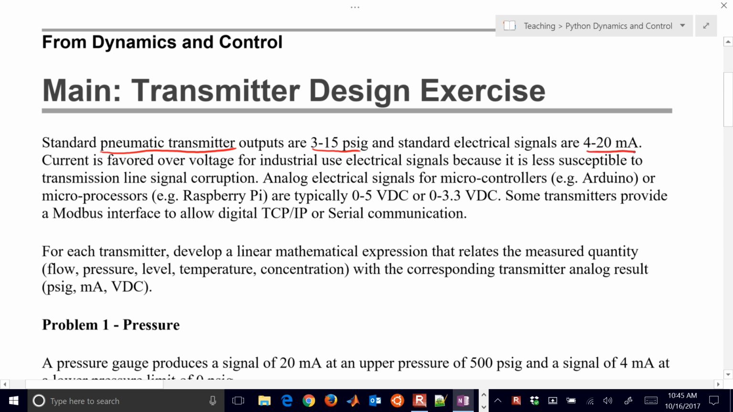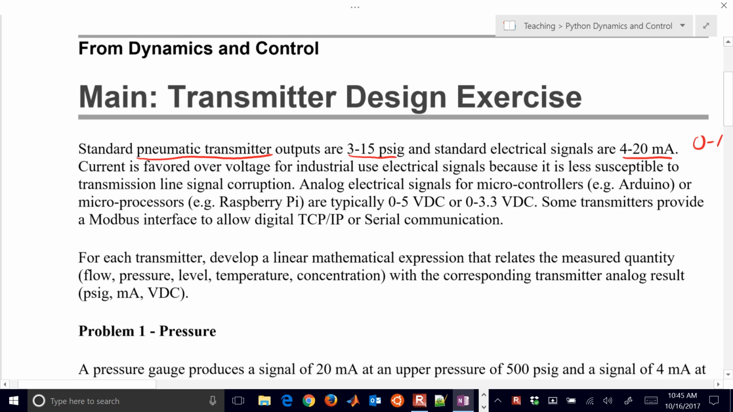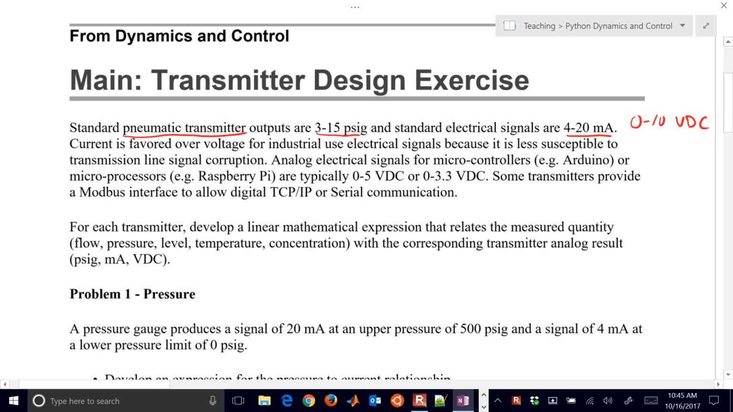20 milliamps, although you can also have others that are standard like 0 to 10 volts DC and other types of signals. Okay, there's some of the Internet of Things devices, Raspberry Pis, Arduinos. Those are typically 0 to 5 volts DC or 0 to 3.3 volts DC. That's the range of outputs, although you can also have digital sensors as well that output a sequence of ones and zeros that needs to be decoded.